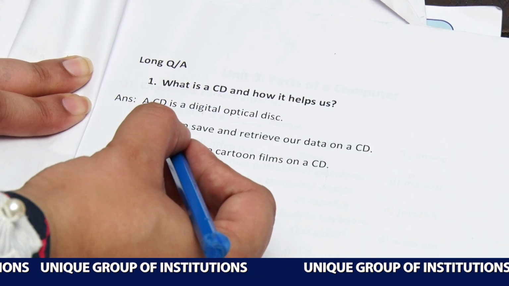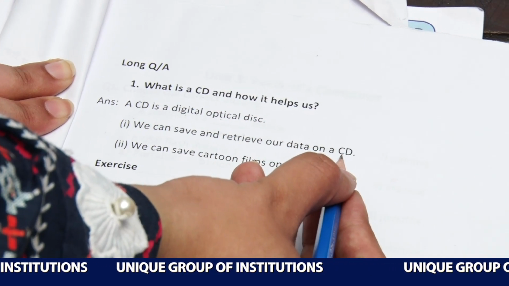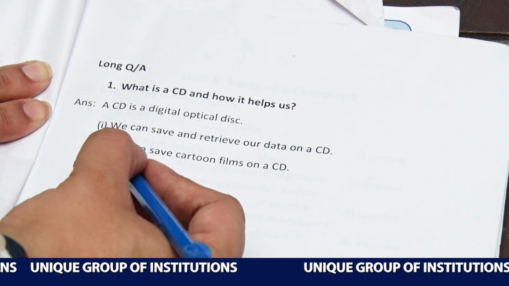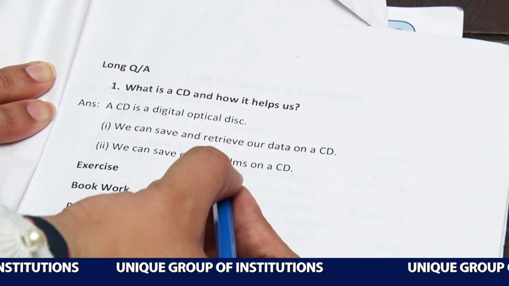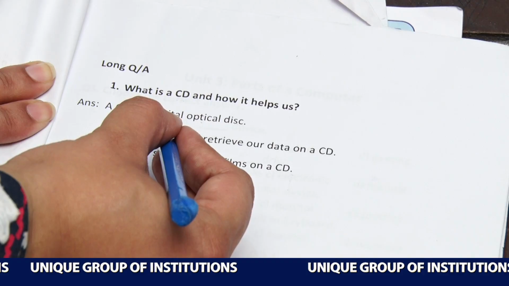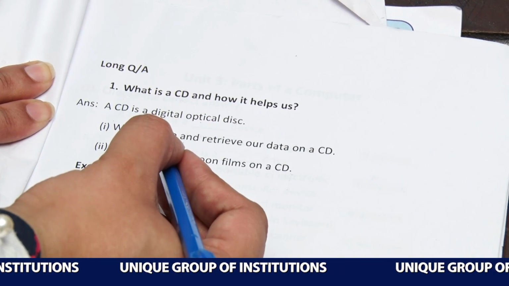First point is, we can save and retrieve our data on a CD. Second point is, we can save cartoon films on a CD. So, now we know what a CD is and how it helps us. This is your whole answer.